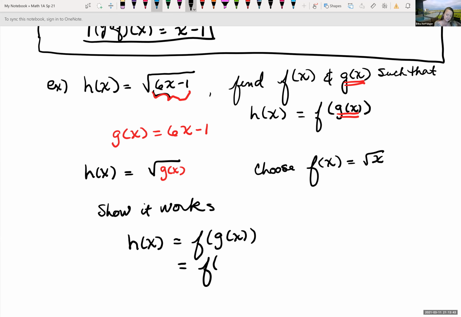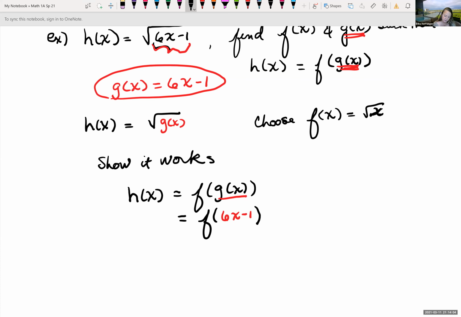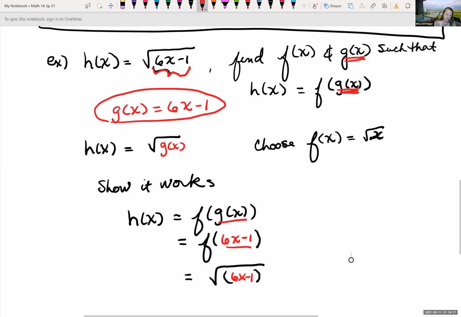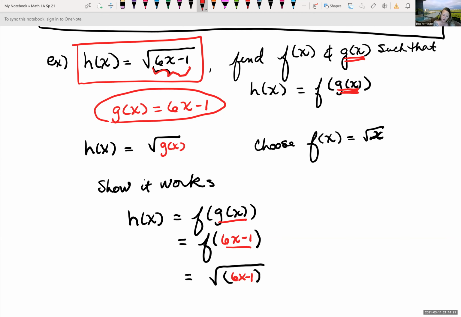Now, if we see an x in our f of x function, we're going to put parentheses. So this is equal to the square root. I see an x there, so put parentheses because we're going to replace that with g of x, which is just 6x minus 1. Which, notice, is the same thing h of x is. So we chose two functions such that if we took the composition, we would get back the original function.